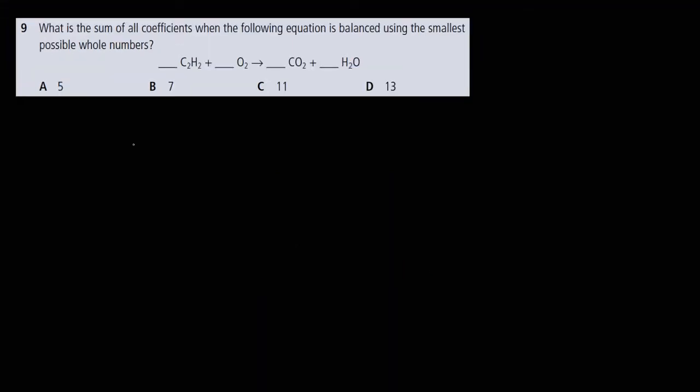What is the sum of all coefficients when the following equation is balanced using the smallest possible whole numbers? So it's just a balancing equations problem, so we have to keep guessing and checking until we get it right, but we can still observe a few things. Usually when you have oxygen by itself in a combustion reaction like this, you're going to want to leave that until the very end. It usually just works out better.